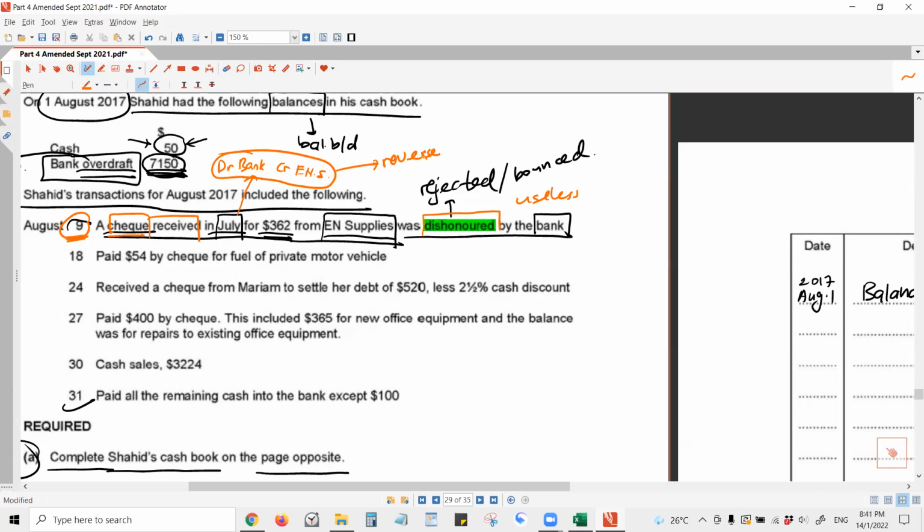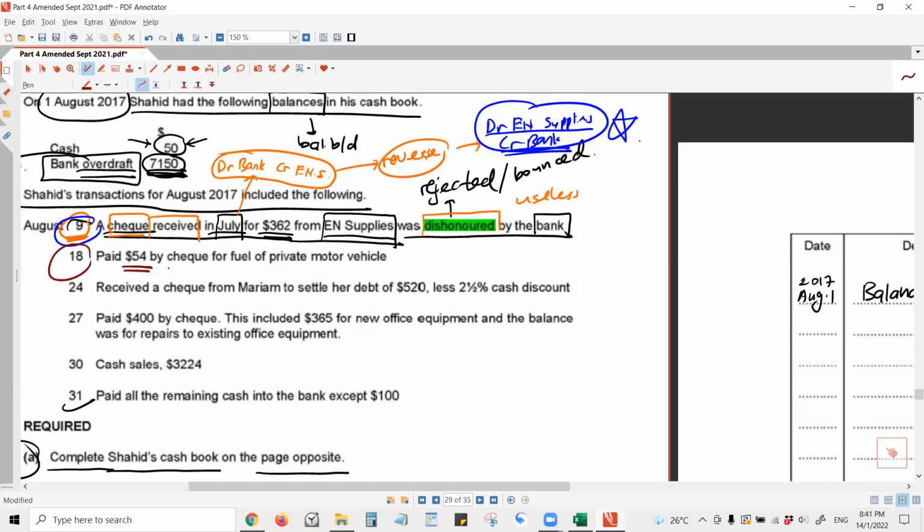That means EN Supply has to pay us again, because the 362 is not valid anymore. So reverse means we are going to debit EN Supply, then we credit bank. So this is what we will do on August 9. Later when you do the cash book, you do this entry: debit EN Supply, credit bank. Understand? Okay.